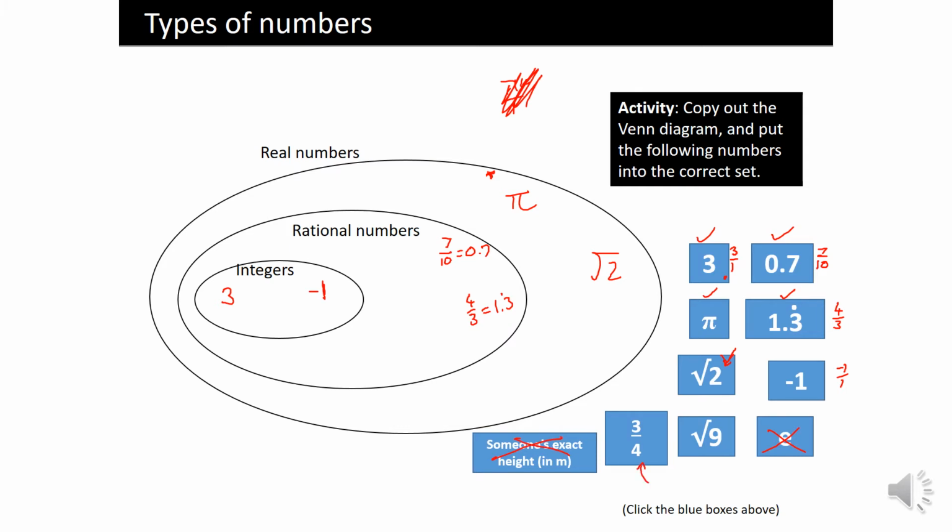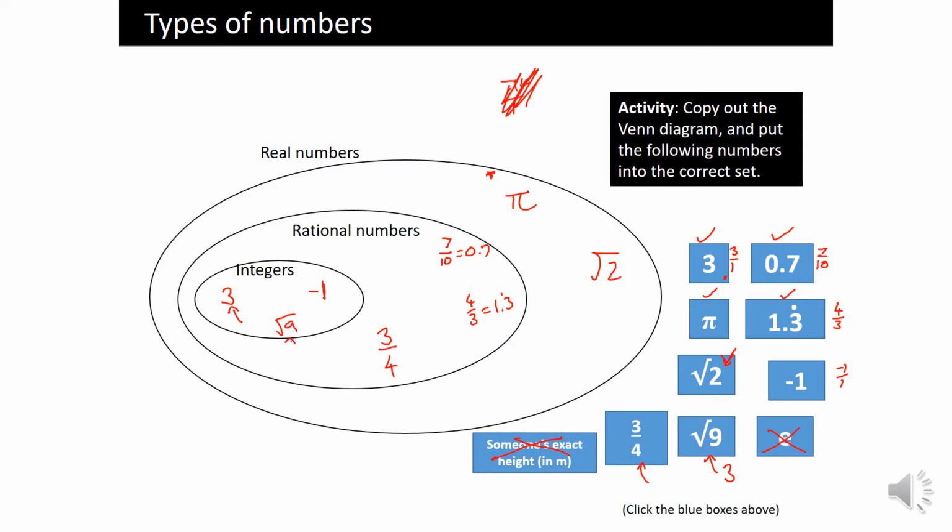So 3/4, it is already written as an integer fraction, so it is in this section, it's not a whole number. And root 9, so I said to be careful of square roots, so we can simplify root 9 actually to 3. So 3 we've actually seen already, this is here. So because root 9 is the same, that goes in this section as well. So something to be careful of.